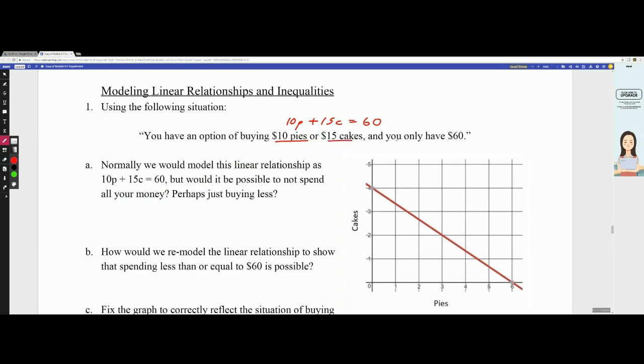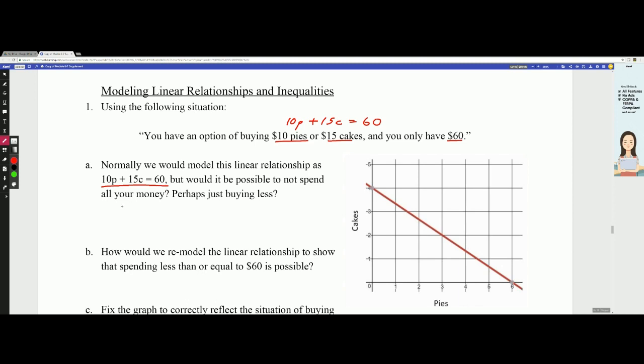Okay. So what you just noticed is I just wrote, in standard form, a linear equation. Now, basically what's happening here is, is it possible that we could spend less than $60? Or does it have to be exactly? So normally, yes, this would be our equation: 10 per pie, 15 per cake, and equaling 60 because we have 60 bucks.